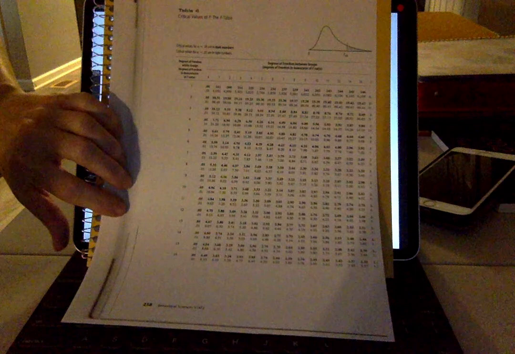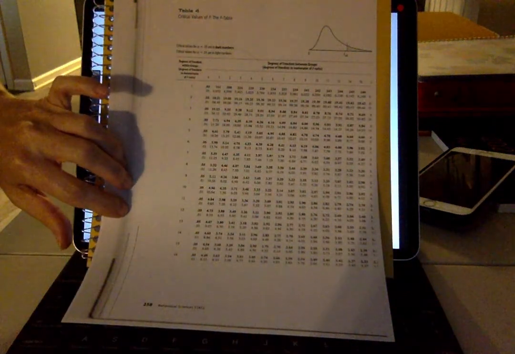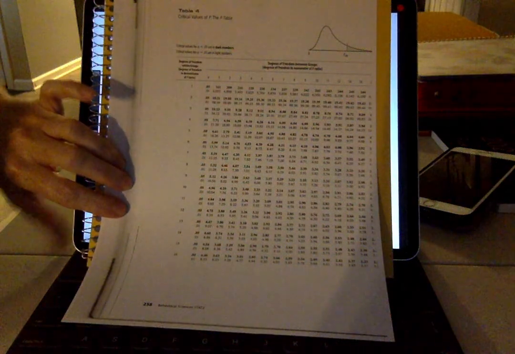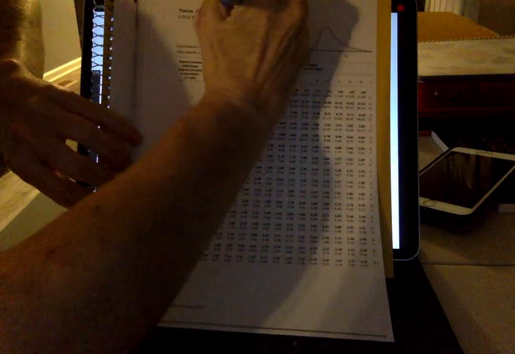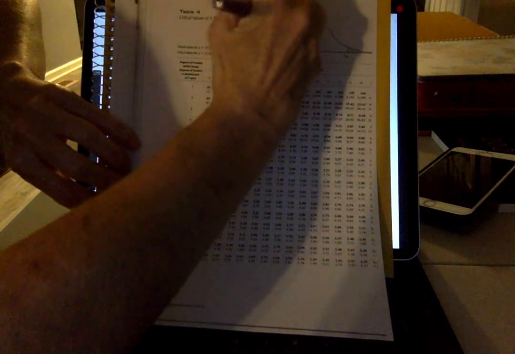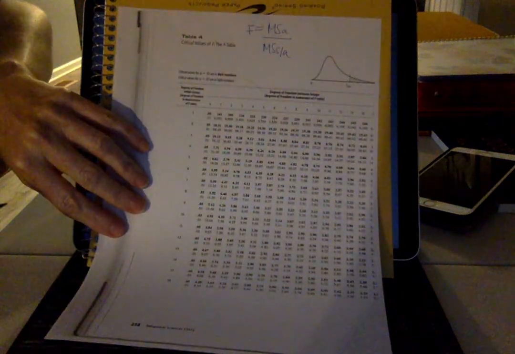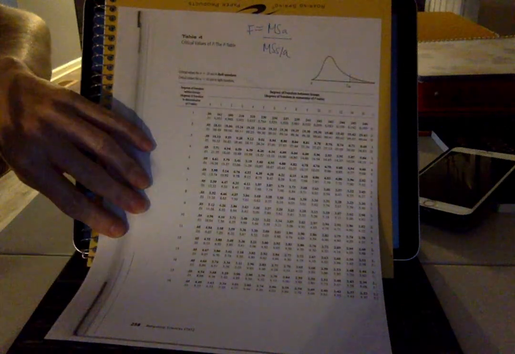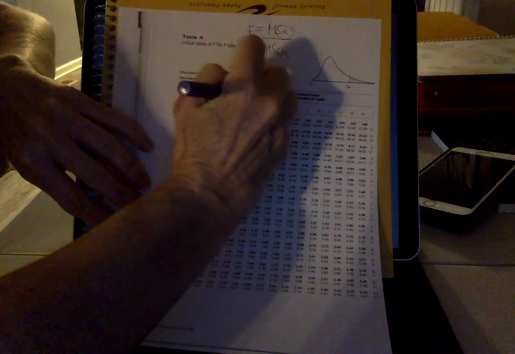For now, and this is going to change moving forward, if you remember, the formula for our F ratio is mean square A divided by mean square S over A. Mean square A divided by mean square S over A. What's the numerator, the top or the bottom? The numerator's the top. So we are going to find the degrees of freedom for A, and we're going to find them here.